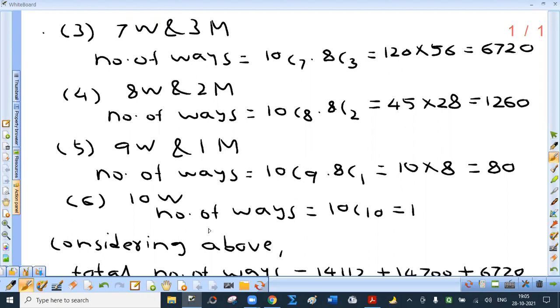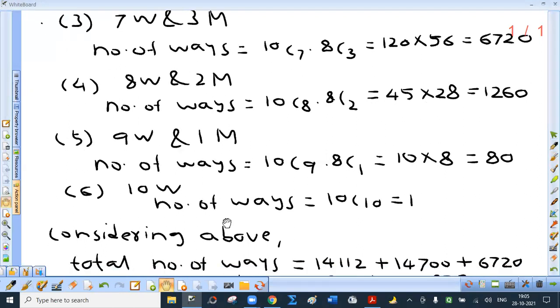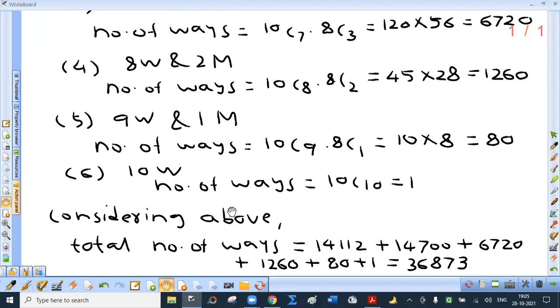All the 10 women. So one way. So considering above, what is total number of ways? Add all these. So 36,873.